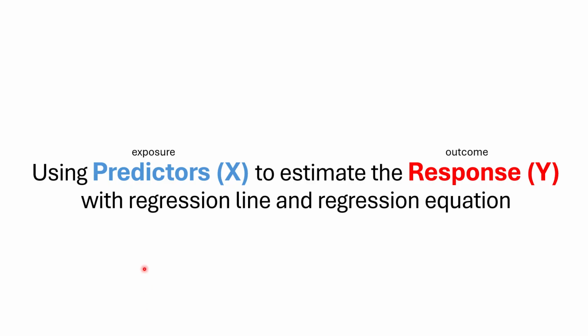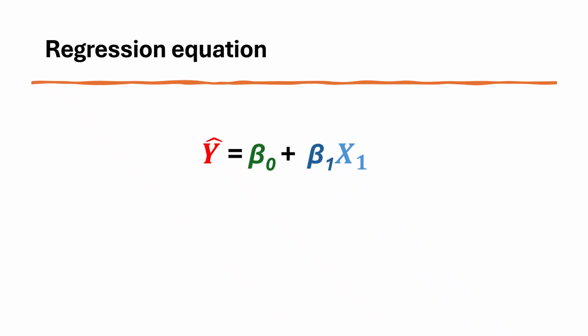Now let's try to understand how using one or more predictors, the factor which we have so far been calling exposure variable, are used to estimate the response, which we have so far been calling outcome variables, using regression line and regression equation. First, let's try to refresh our understanding of the regression equation that we learned back in our high school math.